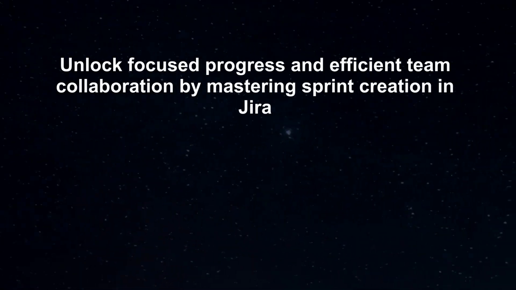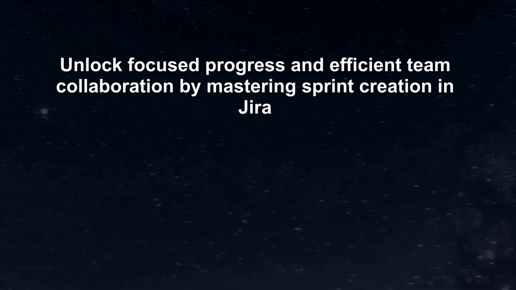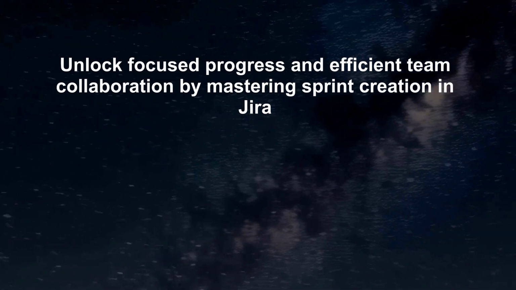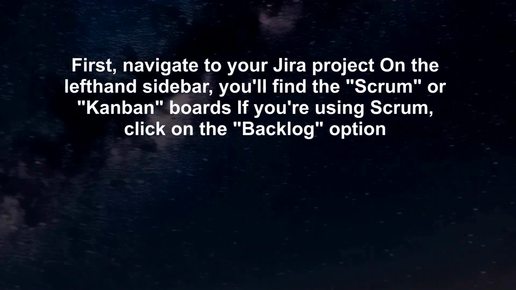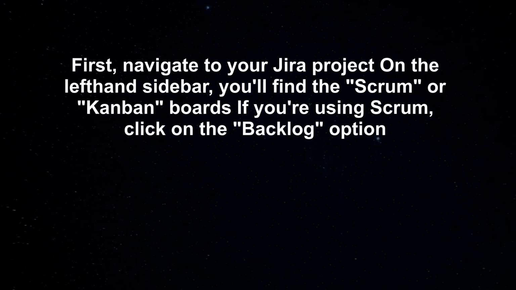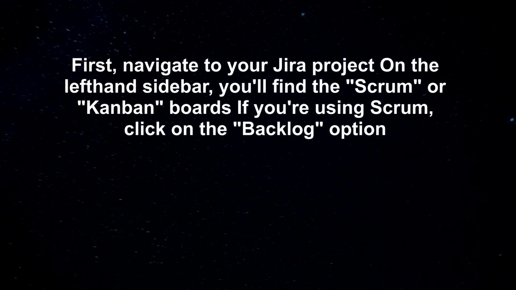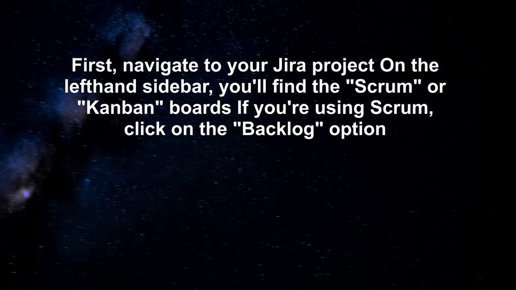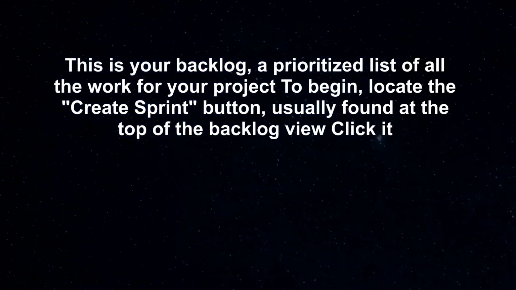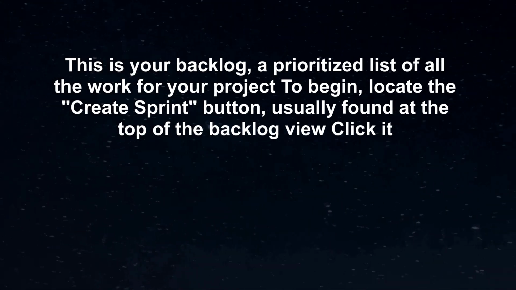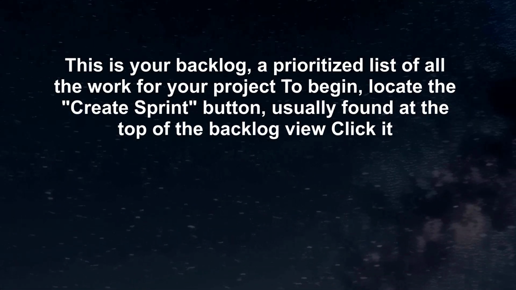Unlock focused progress and efficient team collaboration by mastering sprint creation in Jira. First, navigate to your Jira project on the left-hand sidebar. You'll find the Scrum or Kanban boards if you're using Scrum. Click on the Backlog option. This is your backlog, a prioritized list of all the work for your project to begin.